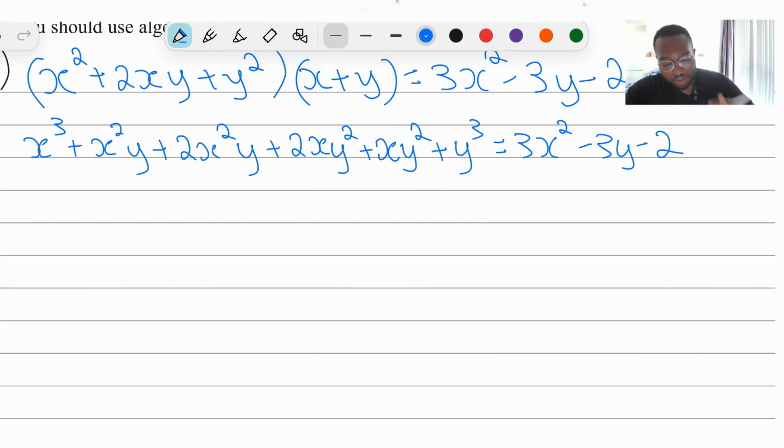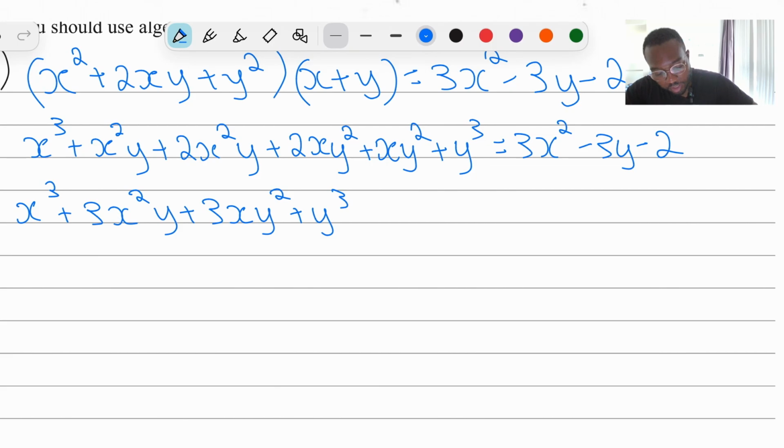Okay, so let's simplify down now, and then let's bring everything to one side, because why not? So we have x to the power of 3. This would be a 3x squared y. Then we have another 3xy squared, plus the y cubed. And then we just bring that over. So it's a minus 3x squared plus 3y plus 2, and that is equal to 0.